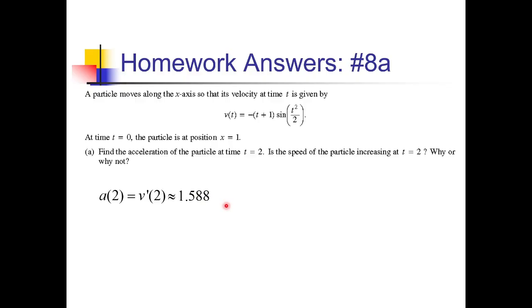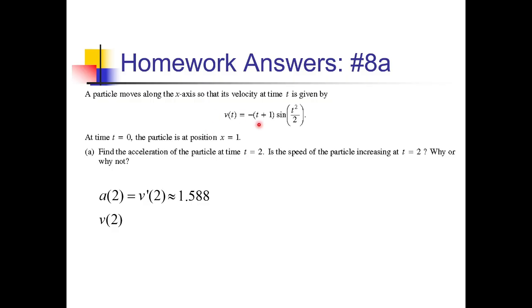All right, now they want to know whether the speed is increasing or not. To figure out if we're speeding up or slowing down, we need to know both the velocity and the acceleration and compare the signs of them at time 2. If the signs agree, then we're speeding up. If the signs are different, then we're slowing down. So I've already got the acceleration at time 2. Now I just need to find the velocity at time 2.